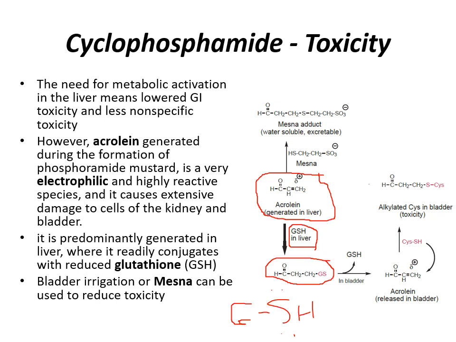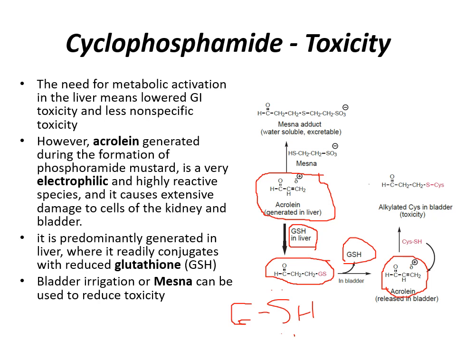The problem is that the kidney and bladder try to recycle glutathione. So if they see glutathione, there are enzymes that regenerate glutathione in the kidney and bladder. And when you regenerate glutathione, acrolein will come out again inside the kidney and the bladder. And so if acrolein is present in the kidney and the bladder, it will cause severe toxicity for the kidney and bladder. So there are ways to prevent or reduce this type of toxicity from cyclophosphamide.